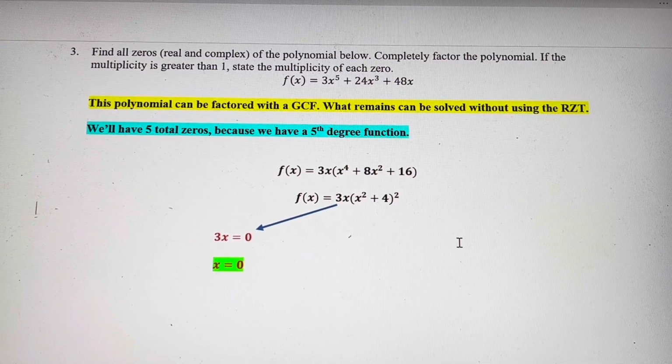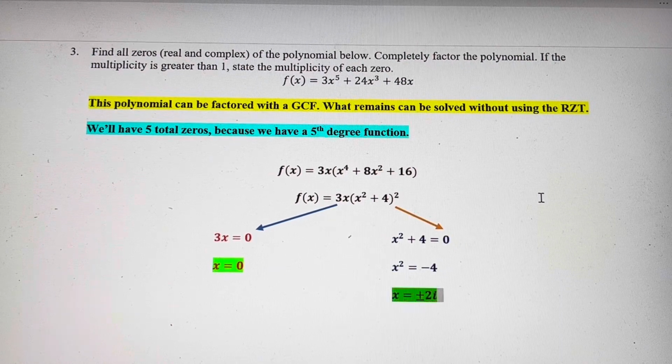So this graph, if you want to think about the graph, would cross both the x and y axes at the origin, okay? x squared plus 4, we want to set this equal to 0. Okay, we've got a pretty easy solution here. x squared equals negative 4. Take the square root of both sides. So x equals plus or minus 2i. So at this point, all you're seeing is 3 zeros, 1 real and 2 complex.